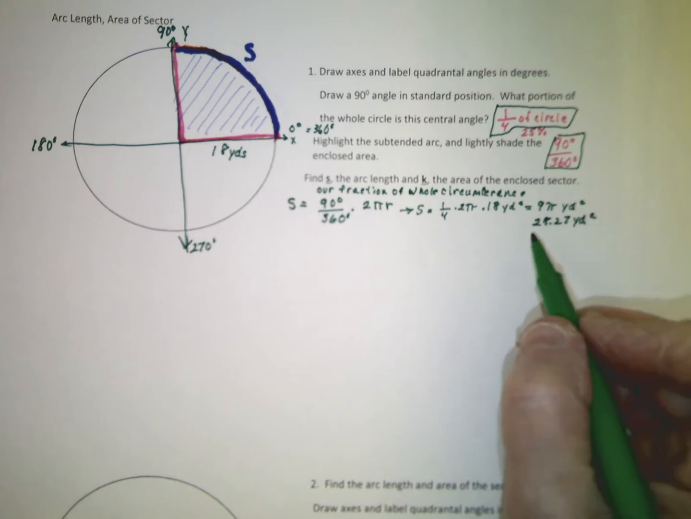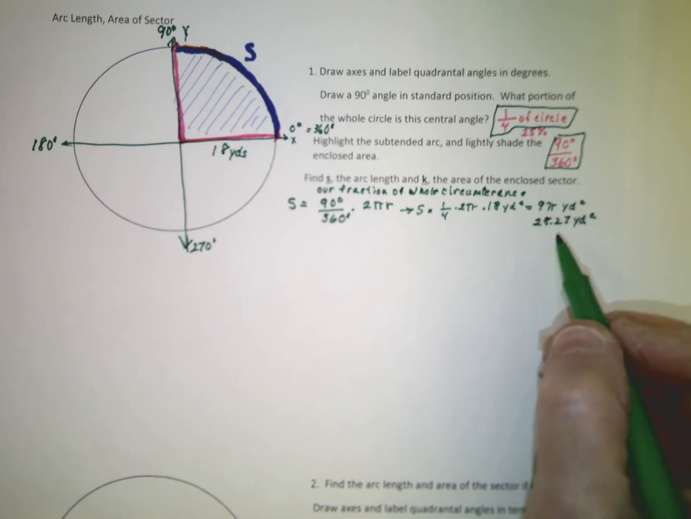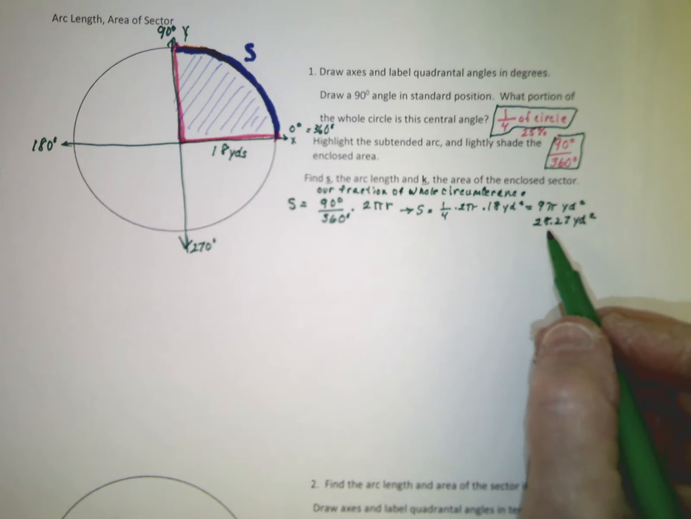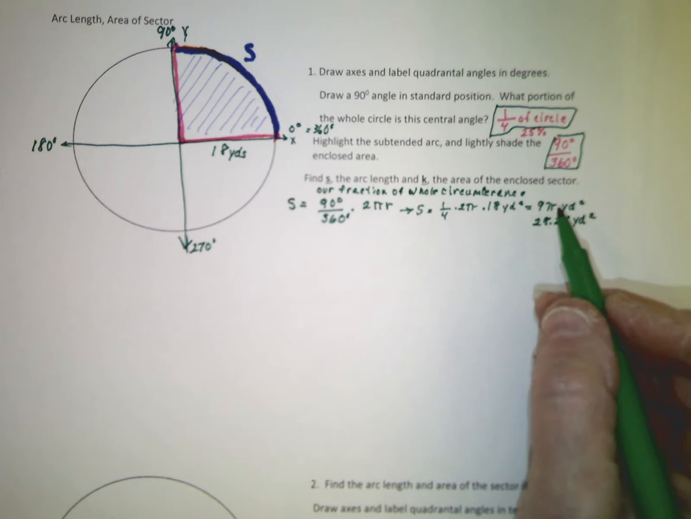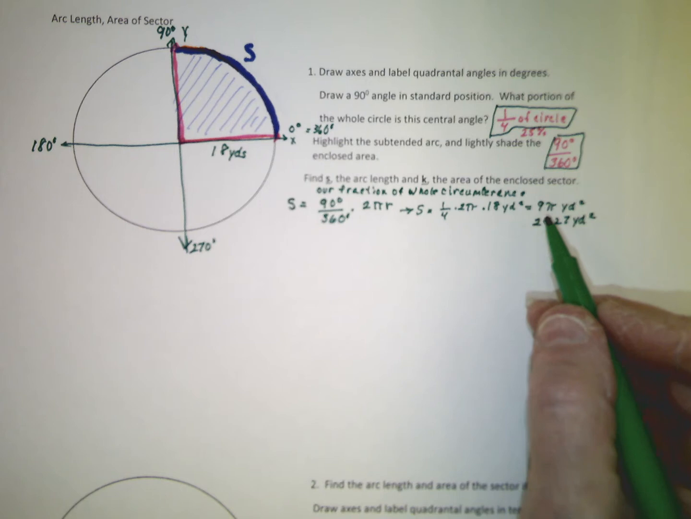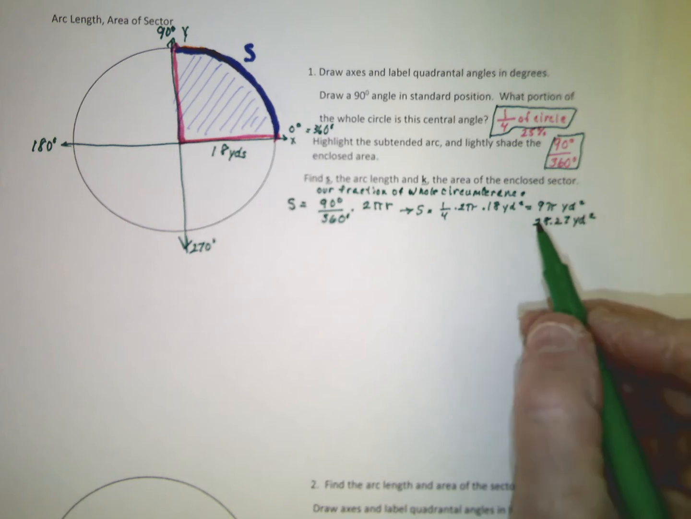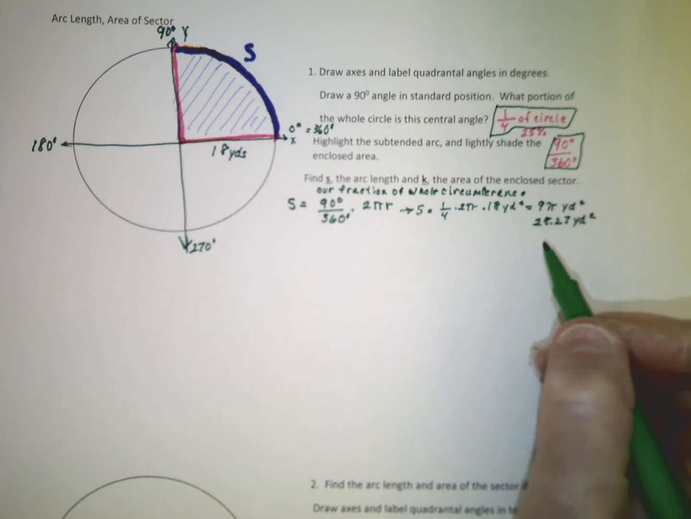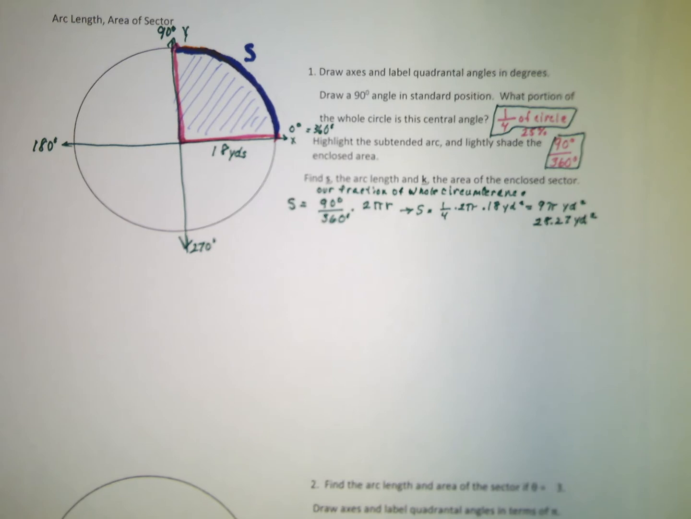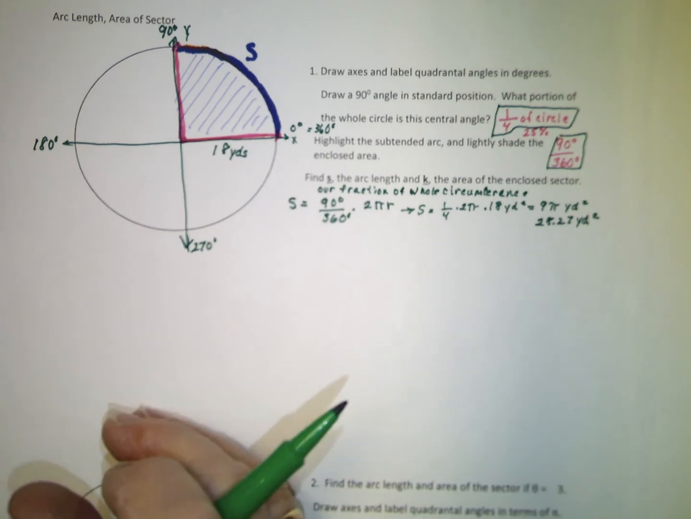Now, often on the SAT or on the AP exams, they'll allow us to leave our answers in terms of pi. There'll still be square yards, but they'll allow us to leave it. But we're just giving it a shot here, multiplying it out.